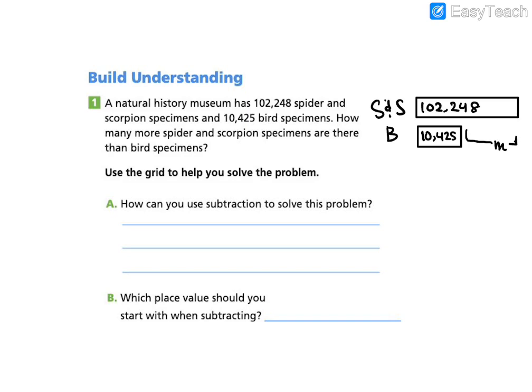So in order to solve for this variable of m, right, the more, how can we do that? Well, we can use subtraction. So what question A is asking us is, how are we going to do this? We're going to subtract the number of bird specimens from the number of spider and scorpion specimens to find how many more spider and scorpion specimens there are. Then letter B asks you, which place value should you start with when subtracting? Just like when we add, we need to start with the ones place.